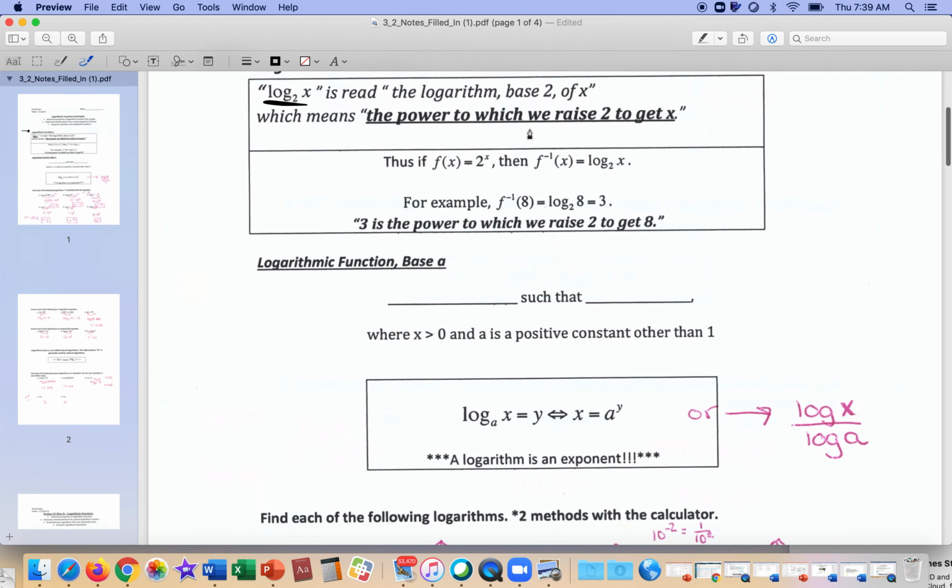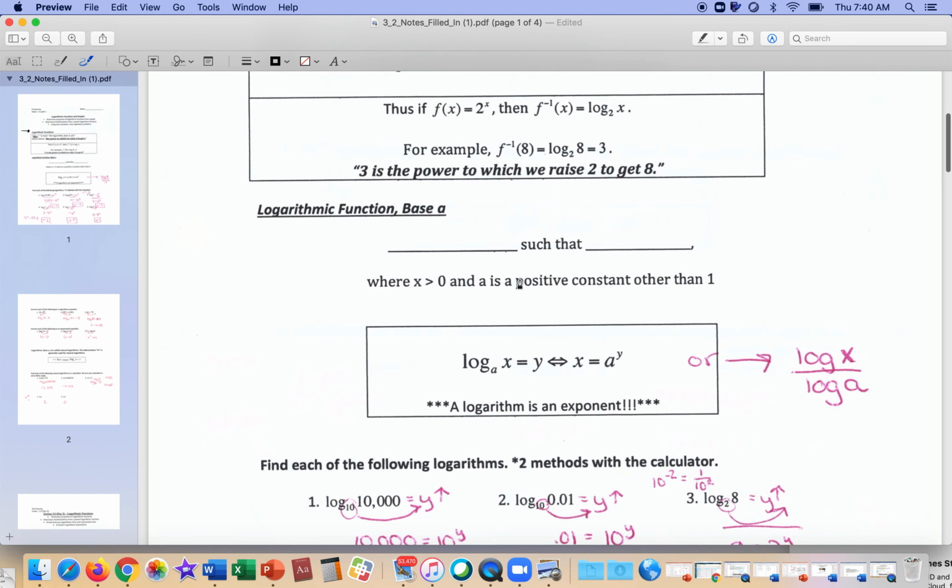And that's really just another way of saying the power to which we raise 2 to get x. So for example, y equals 2 to the x is an exponential, right? This is the same as y equals 2 raised to the x.